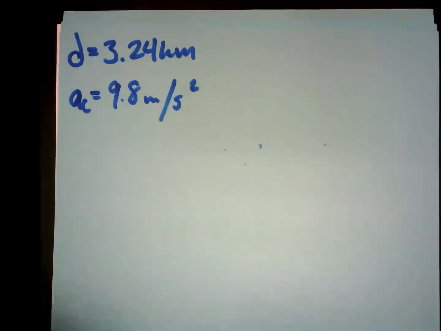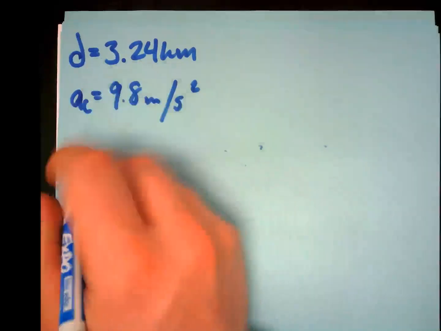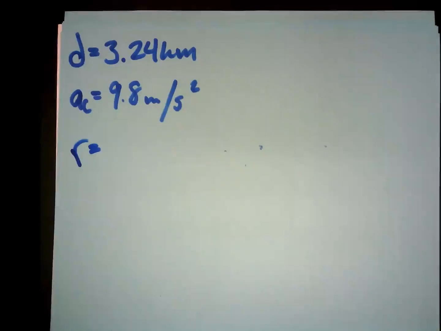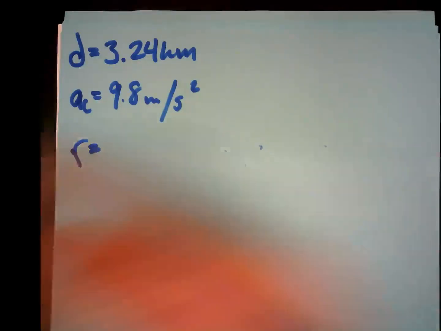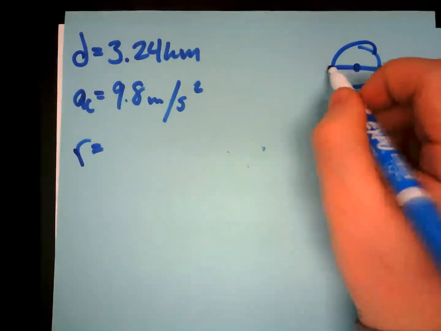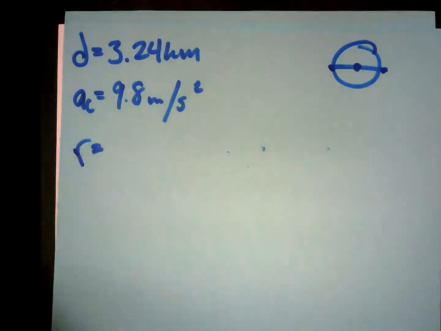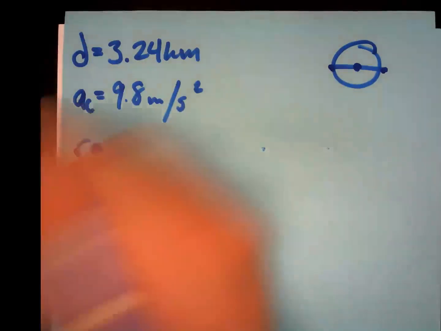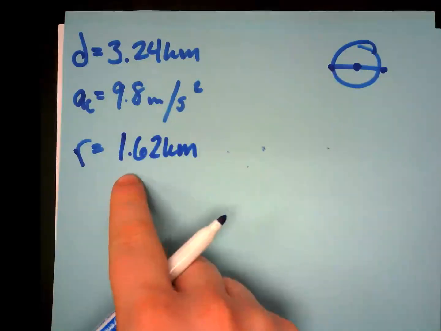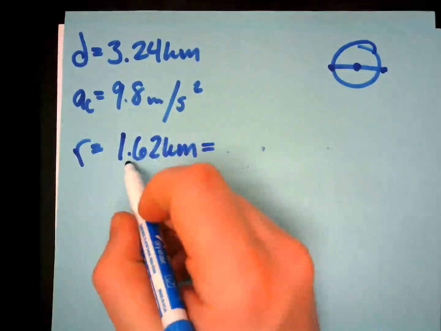Okay. Now, what do we need to do? Well, we need to get rid of diameter. We don't need diameter. We need radius, and so we all know that diameter is just from here to here, but we want the radius. So it's just going to be 3.24 divided by 2, which is going to make our radius 1.62 kilometers. But I don't want kilometers, I want meters, so we're going to go 1, 2, 3.